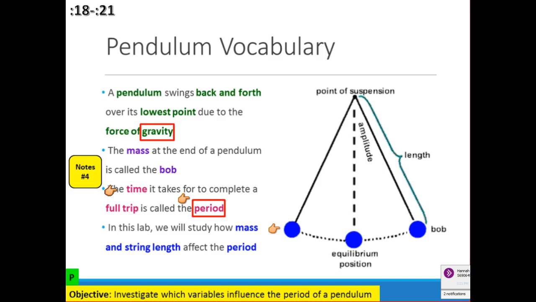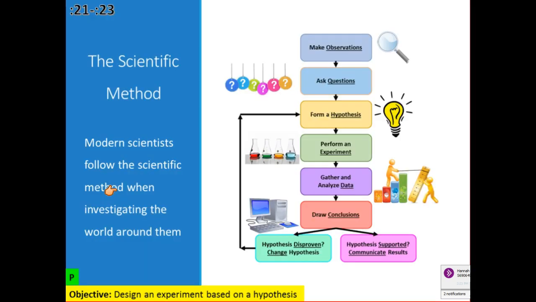Okay, we'll go ahead and move on. So the scientific method, that's what we use in science class. We've seen this before. We've been using this every time we complete a lab. And we know that scientists follow the scientific method when they're investigating the world around them.